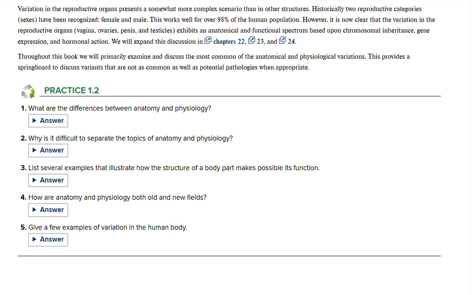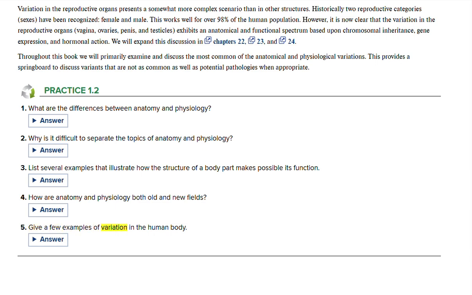List several examples that illustrate how the structure of a body part makes possible its function. Answer. Start revealed content. The arrangement of bones and muscles in the hand allow grasping, the heart's muscular walls pump blood, and heart valves keep blood flowing in the proper direction, the mouth is shaped to receive food and the shapes of the teeth allow them to break down food into pieces, the tongue mixes food with saliva and prepares food particles for swallowing. Revealed content has ended. How are anatomy and physiology both old and new fields? Answer. Start revealed content. The fields of anatomy and physiology are ancient, but new discoveries continue in both, especially at the molecular level. Revealed content has ended.